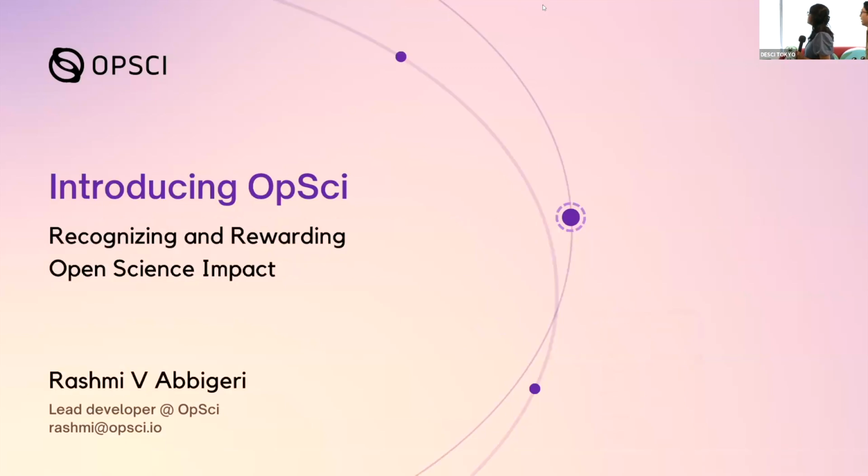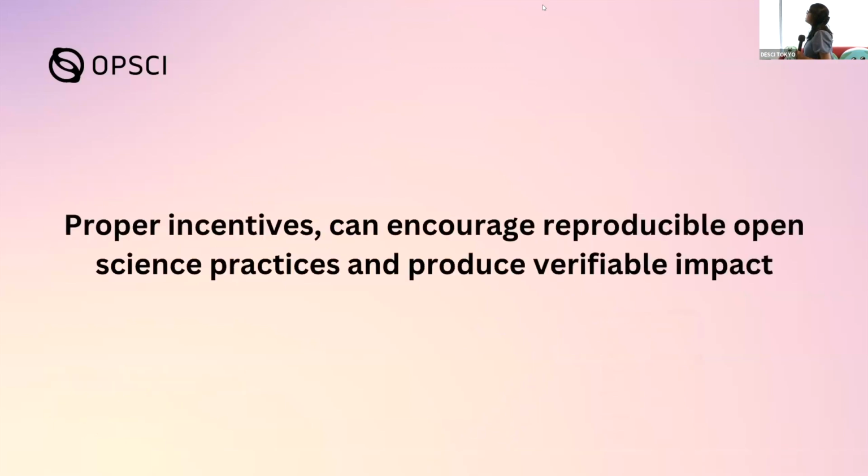Okay. So, we believe that with proper incentives, we can encourage reproducible science practices and provide verifiable impact. So how do we actually do that?